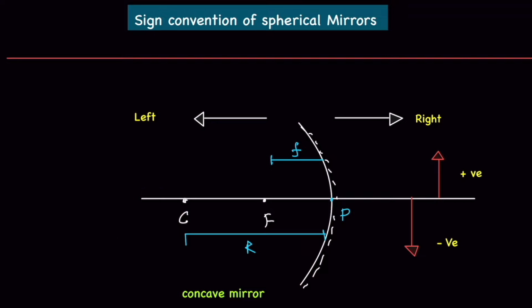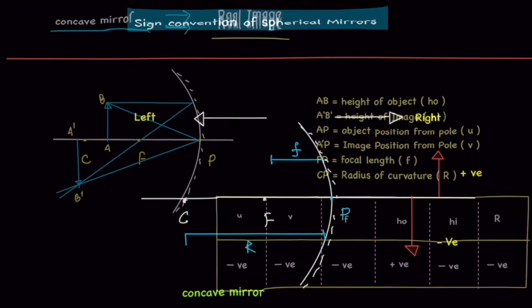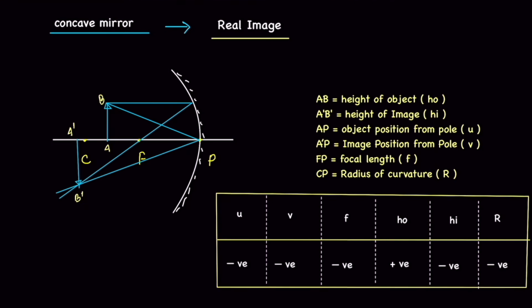Based on this, we will write down the sign convention for a concave mirror when the object is forming a real image. We know that a concave mirror can form a real image as well as a virtual image. First, we will see the sign convention of a concave mirror in terms of real image. Here I took a ray diagram of an object which is present between C and F. We have studied earlier that the image is real and inverted, it is magnified, and the image is beyond the center of curvature.